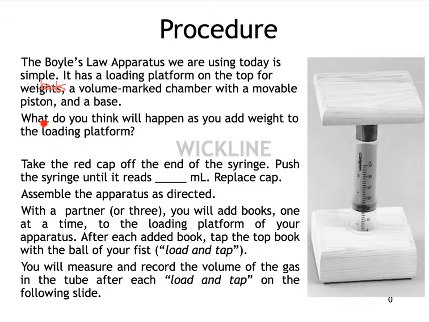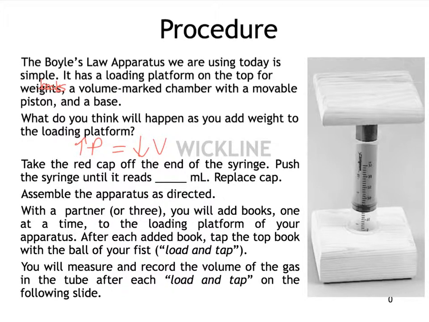So when we add weight to the loading platform, we're increasing the amount of pressure. So what we'll probably notice is a decrease in the volume. So on the end of this syringe, there'll be a syringe cap, a little thing you can twist on and off to push air out. So you'll twist it off, and you'll set the volume to 30.